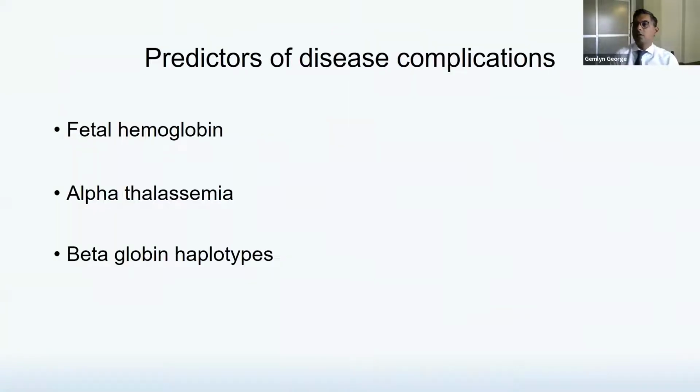Now, recapping what predicts disease complications. There are three things that we found out. Once again, it's fetal hemoglobin. Any increment in fetal hemoglobin was found to increase survival in sickle cell anemia. And patients whose hemoglobin F rose the most in response to treatment with hydroxyurea also fared the best.